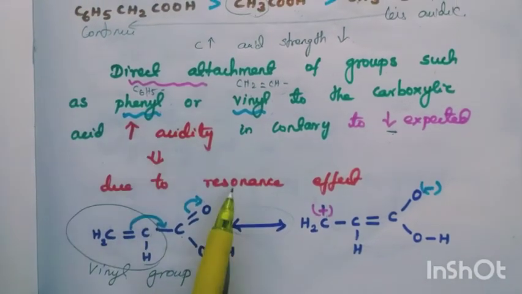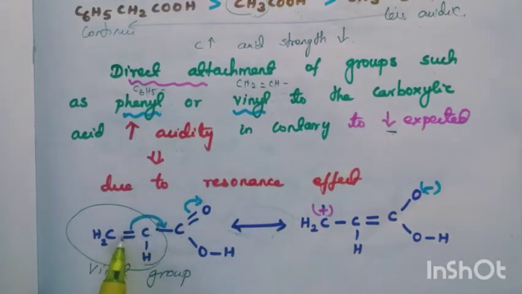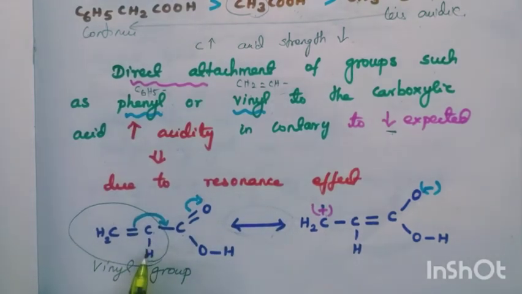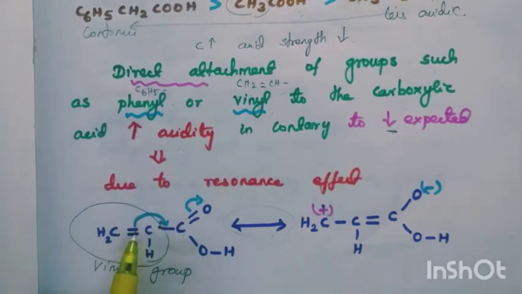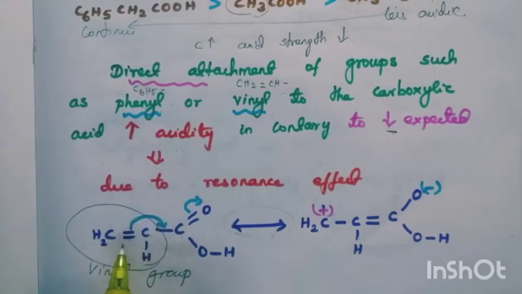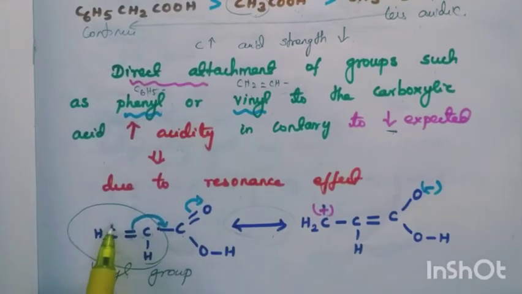By resonance effect. This arrow mark shows the resonance, no? CH2 double bond CH is a vinyl group. Here we have a double bond. So one bond shifts here. This bond is shared by both the carbon atoms. So if we shift one bond here, this becomes deficient and this becomes rich. So this plus comes here.